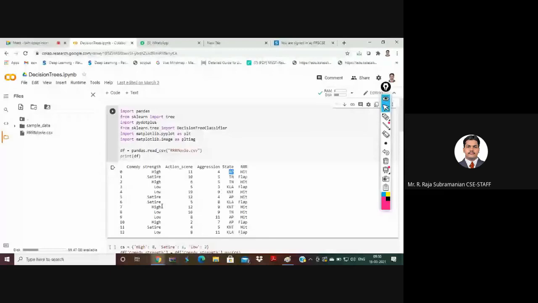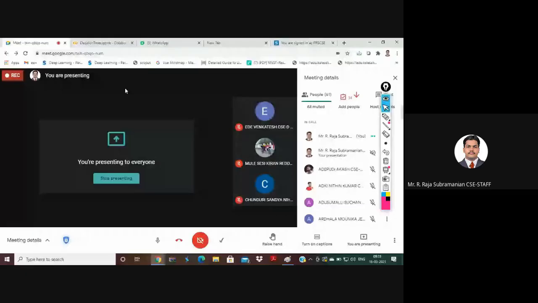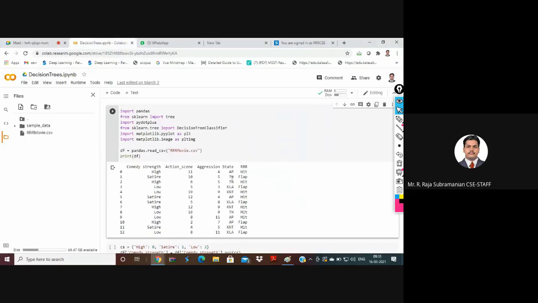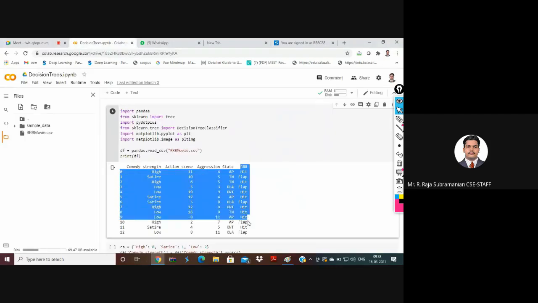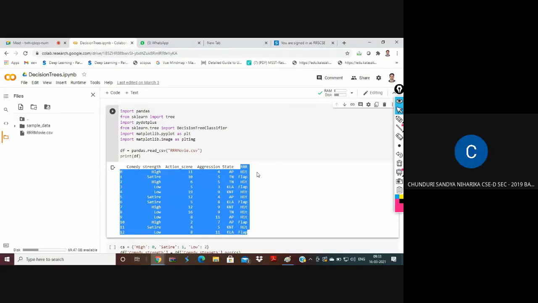Now I ask you 3 questions. Question number 1: if I am going to do a classification, is the output discrete or continuous? If I want to do a classification task, do I need my output variable to be a discrete variable or a continuous variable? Now I repeat the same question for a decision tree: should my output variable be discrete or continuous? Discrete, yes. Either 0 or 1, hit, flop, true, false, like that. So my data set is suitable for classification.